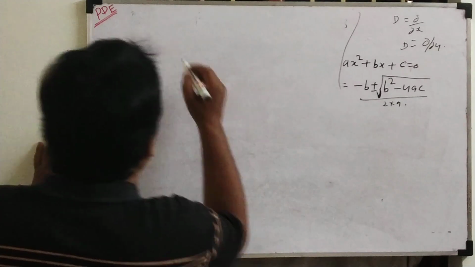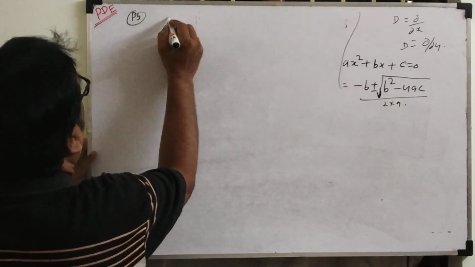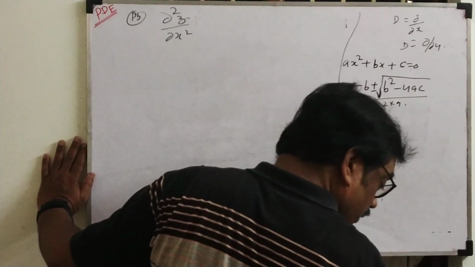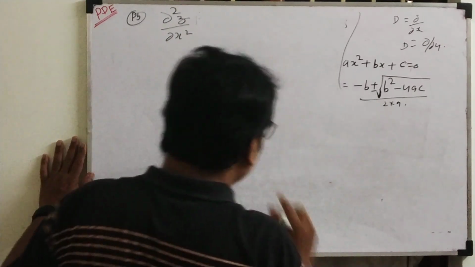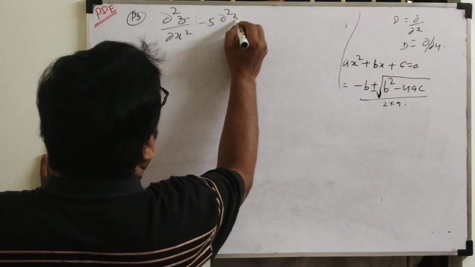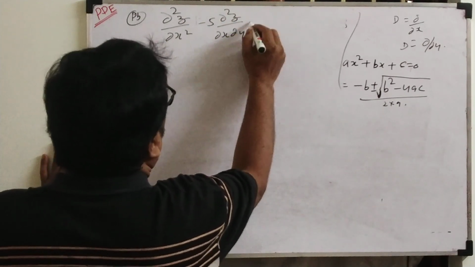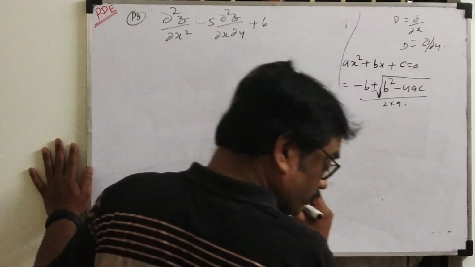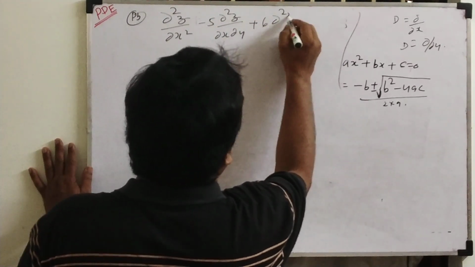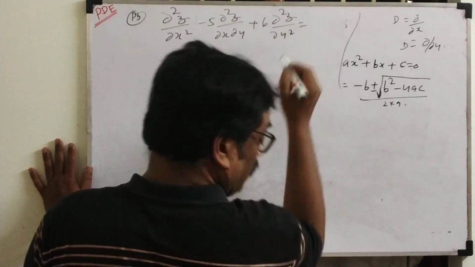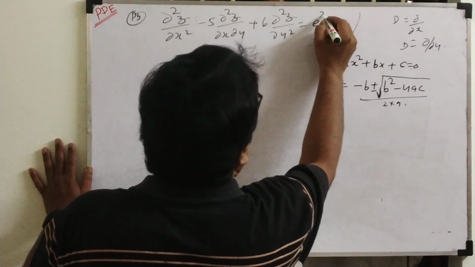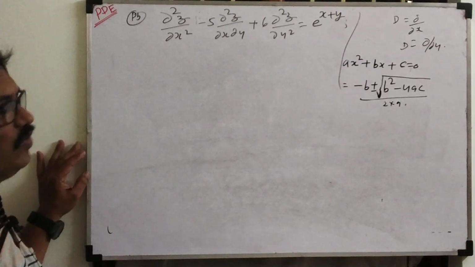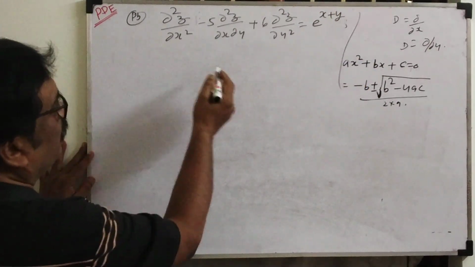Okay, ∂²z/∂x² minus 5 ∂²z/∂x∂y plus 6 ∂²z/∂y² is equal to e^(x+y). Now your right side terms will be there. So once you write the complete solution, CF plus PI. So immediately we'll do this.